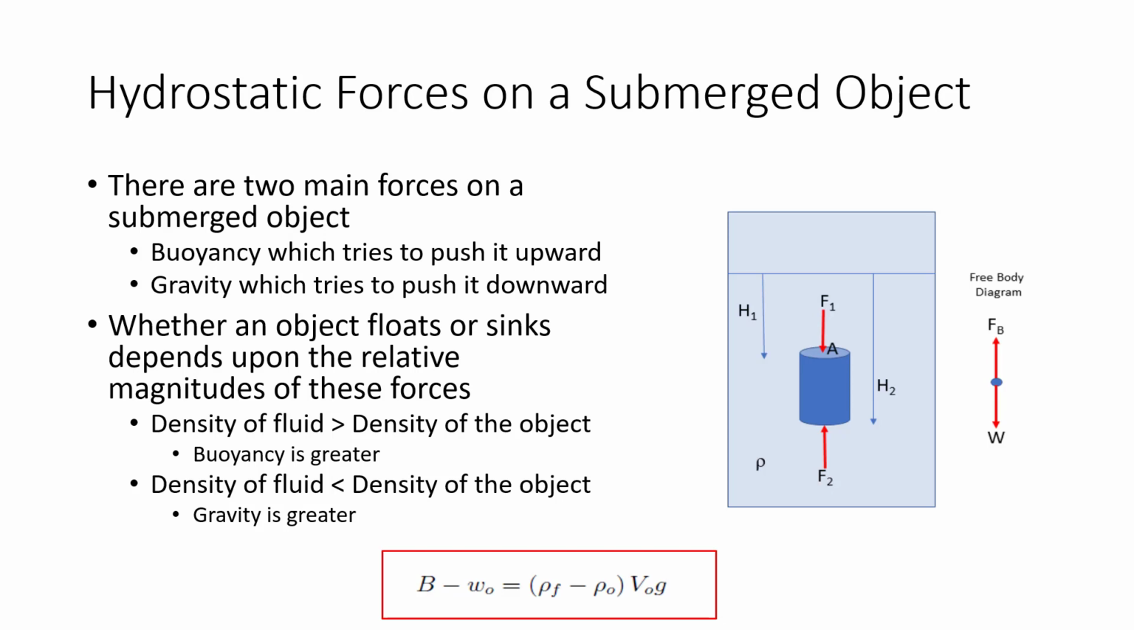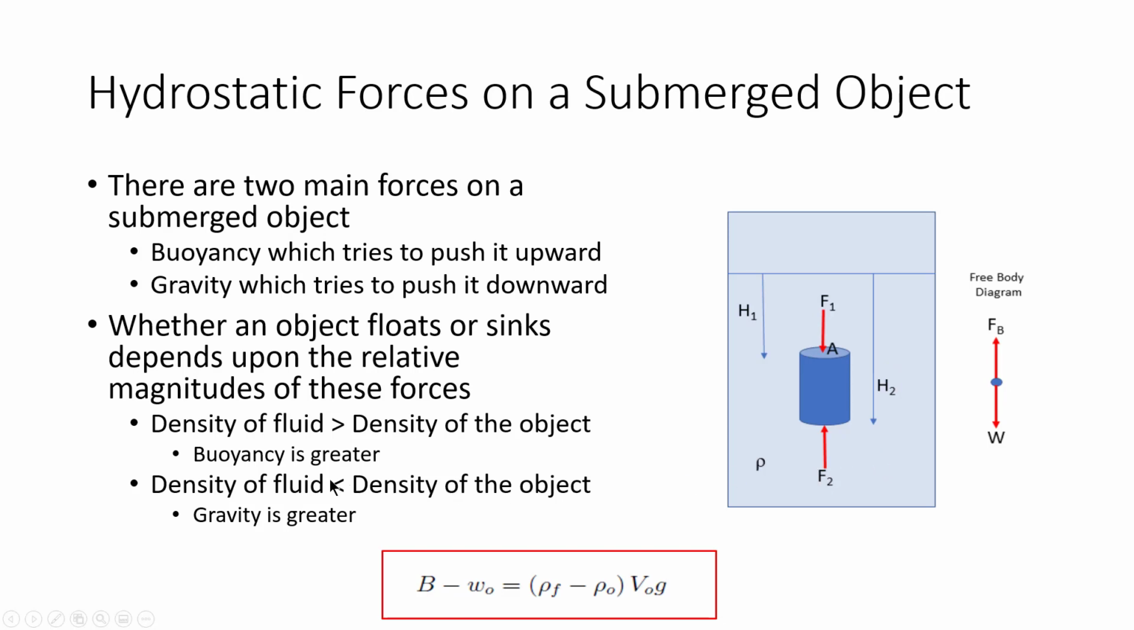So if we take a look at the hydrostatic forces of a submerged object in closer detail, here I have a cylinder, and there is a pressure exerted by the fluid on top of that cylinder, and similarly there is a buoyant force. That pressure increases with depth, obviously, and then there is a buoyant force that is trying to push the cylinder. So if we look at a free body diagram, the buoyant force is trying to push that cylinder up, and the weight is trying to push that cylinder down.